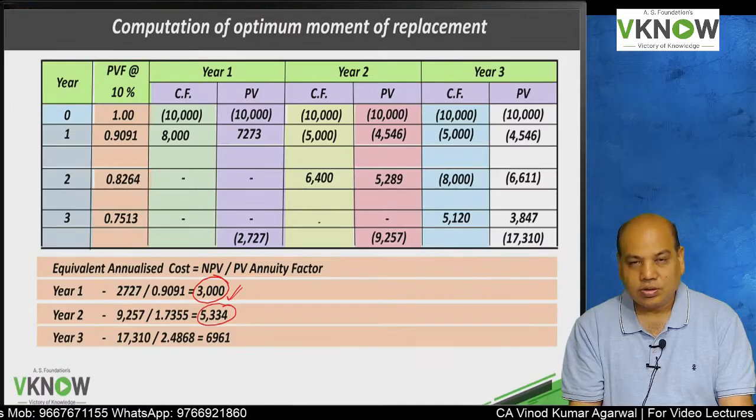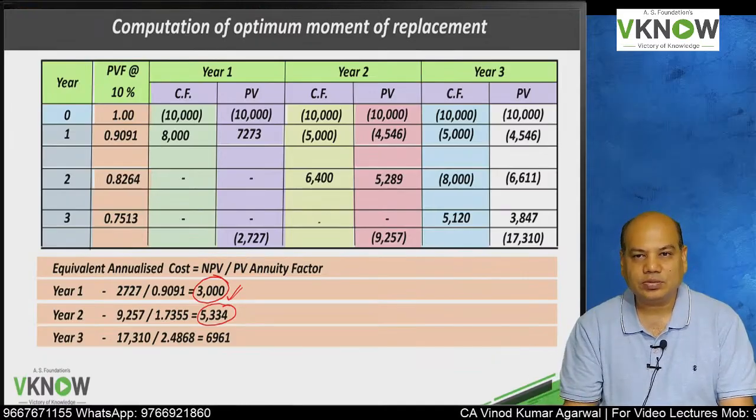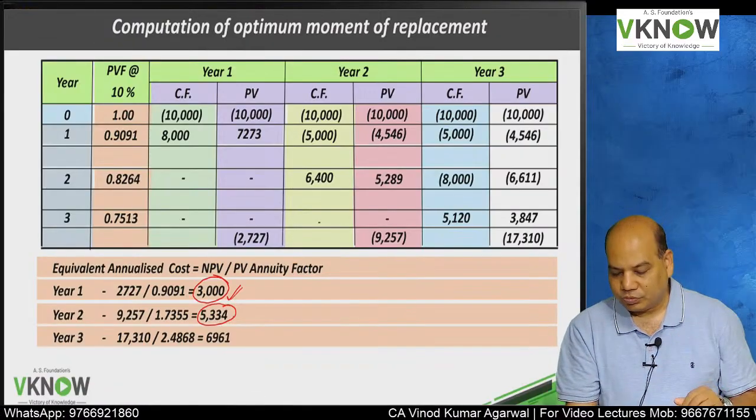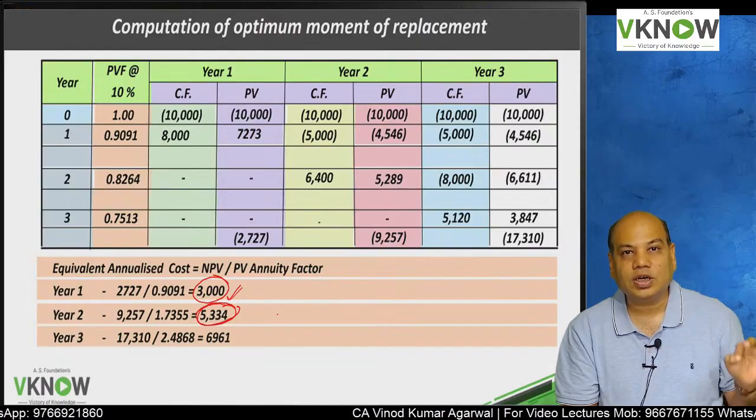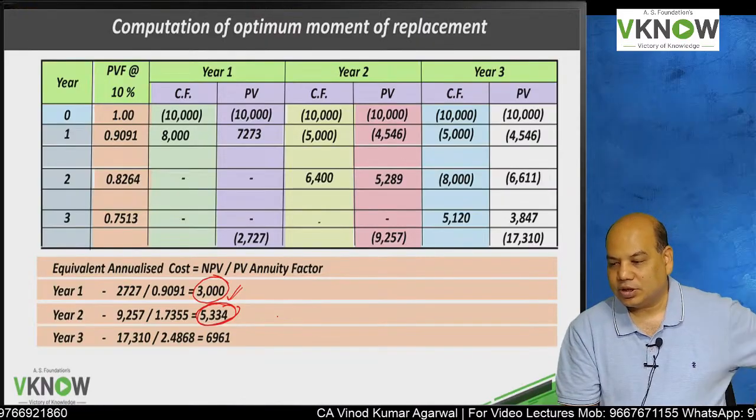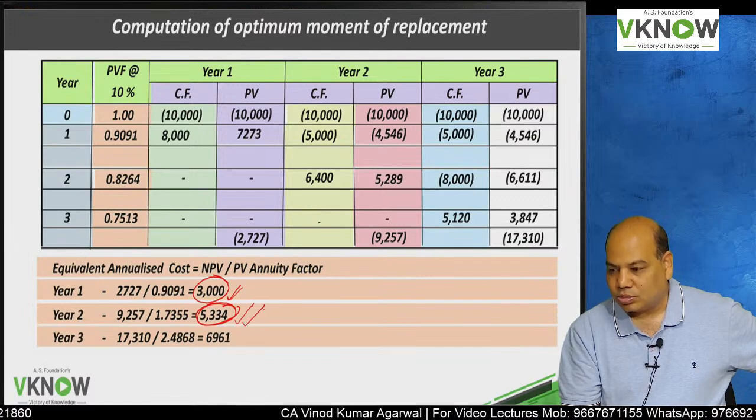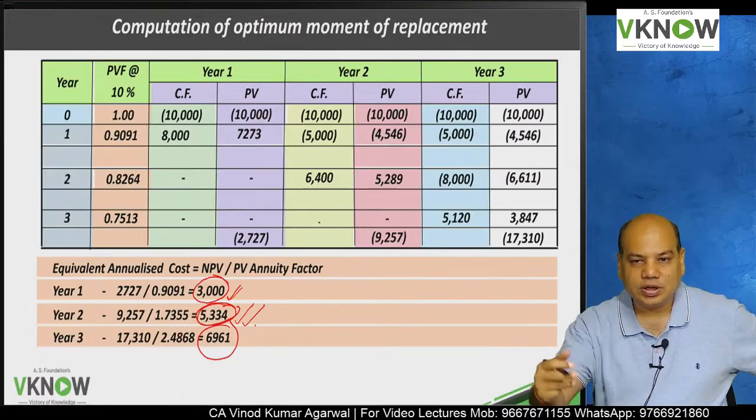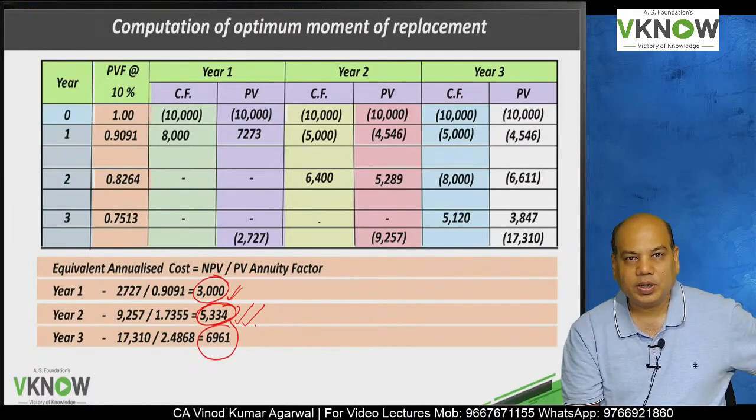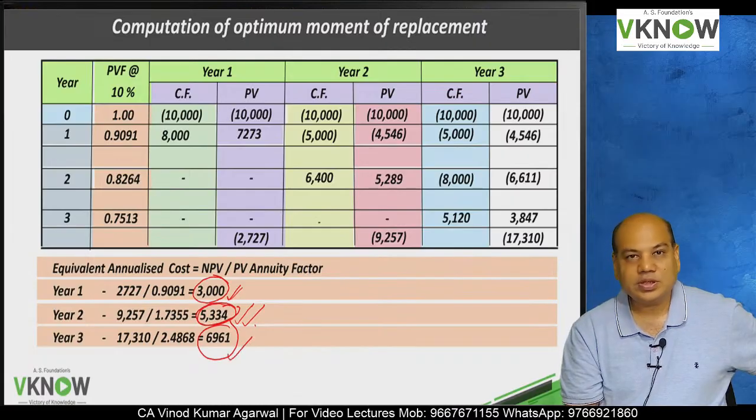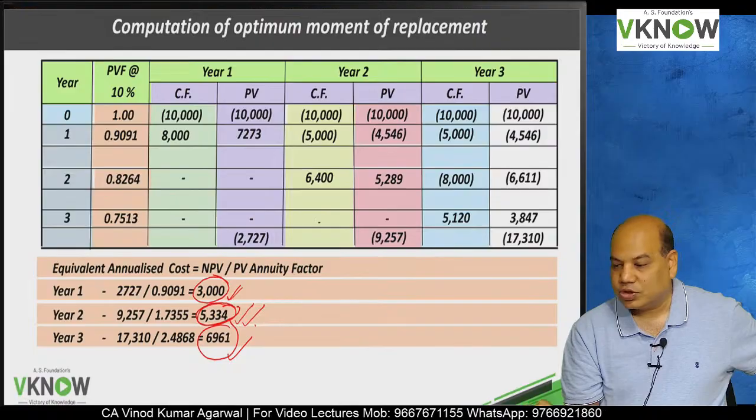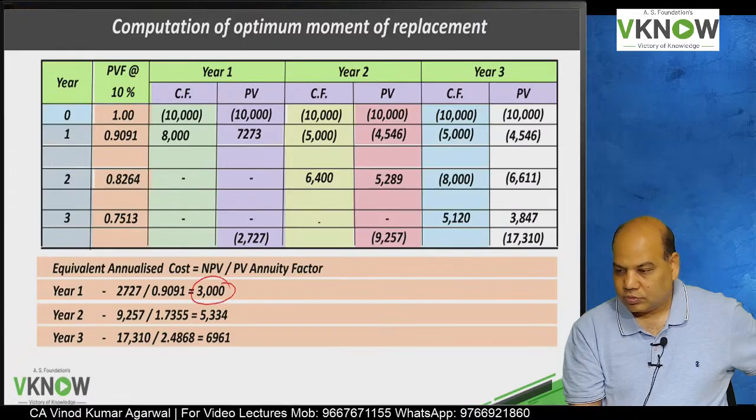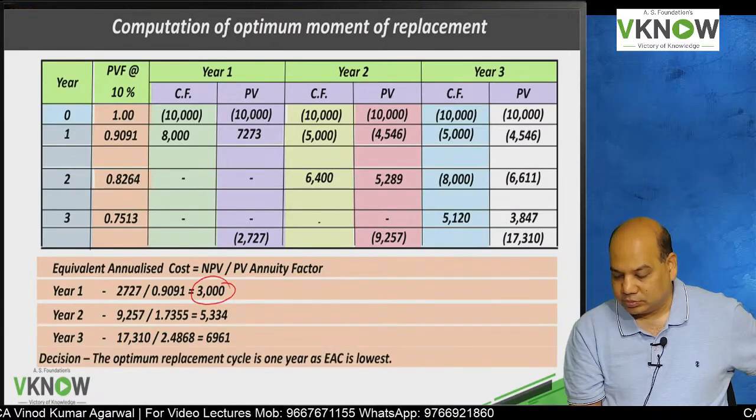If you buy an asset and keep on replacing after 2 years, buy it today, use it for 2 years, then sell it, the equivalent cost per annum of using the asset is 5334. If you replace after 3 years, it is equivalent to incurring rupees 6961 per annum. So which is cheaper to run per annum? 3000 is the lowest, so my optimum replacement timing will be year 1.